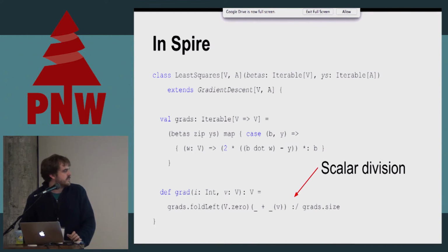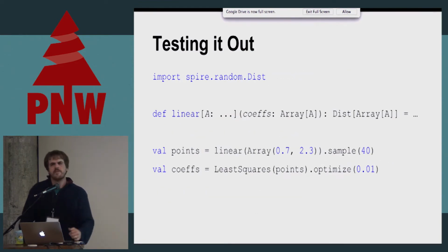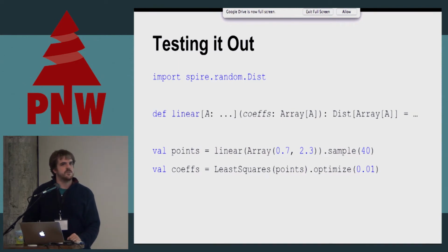And then we basically just sum them up, and we divide them by the size. And we divide by the size just because it makes it easier to choose the step size. We don't have to worry about depending on how many points we have. Anyways, yeah, so testing it out.